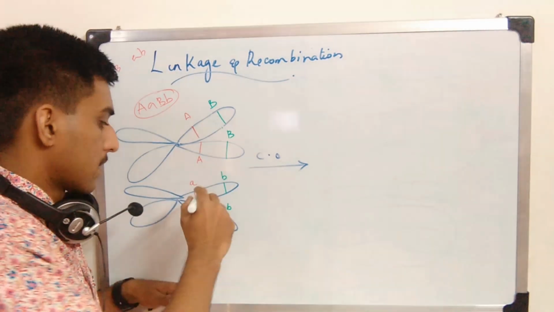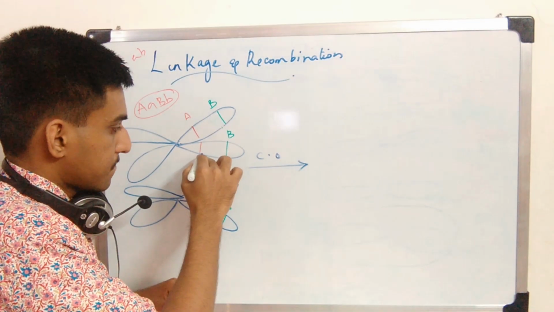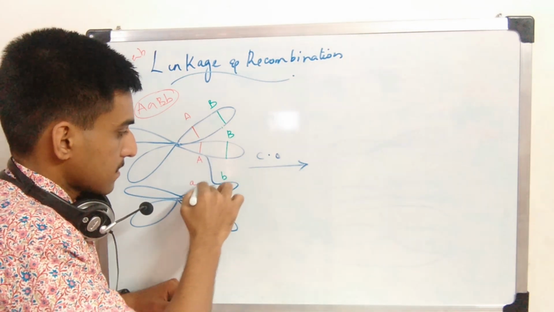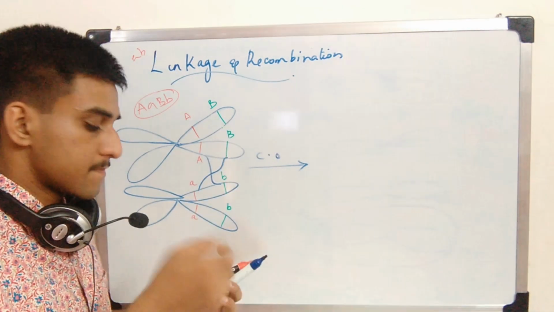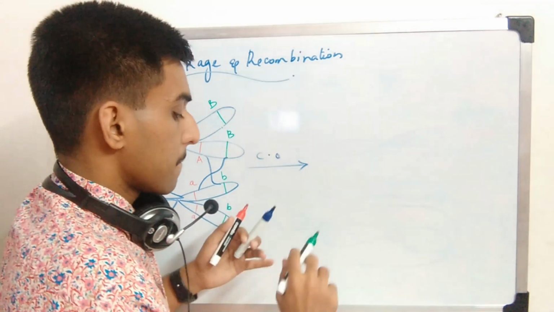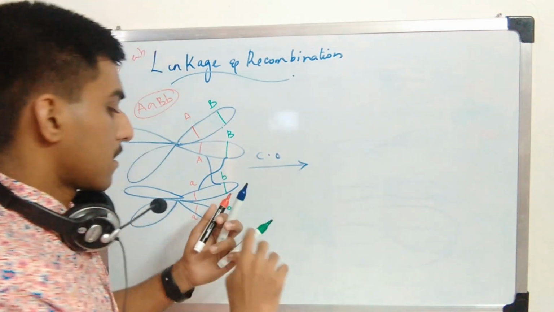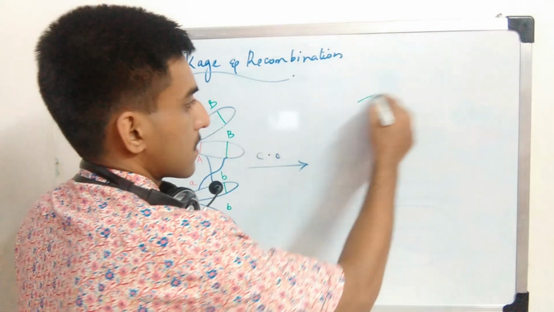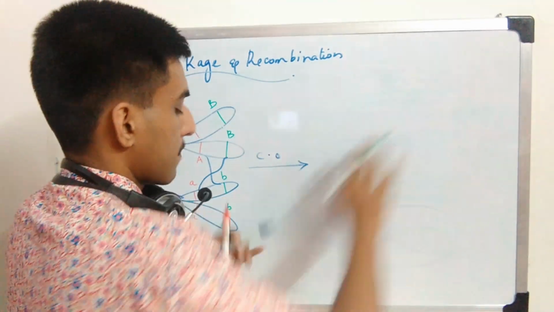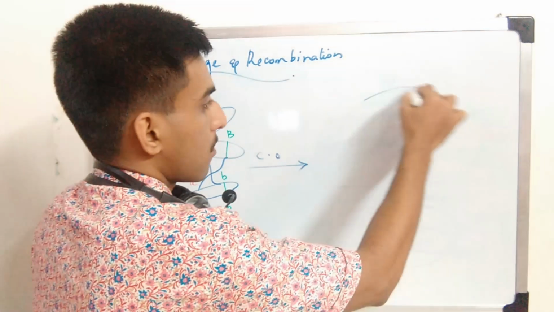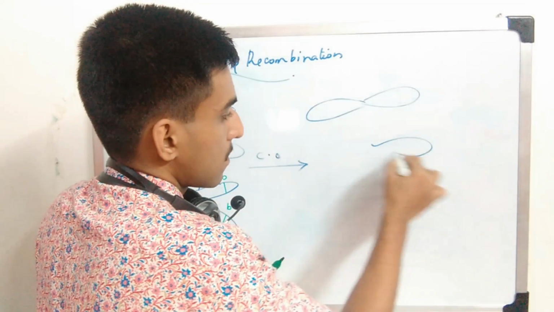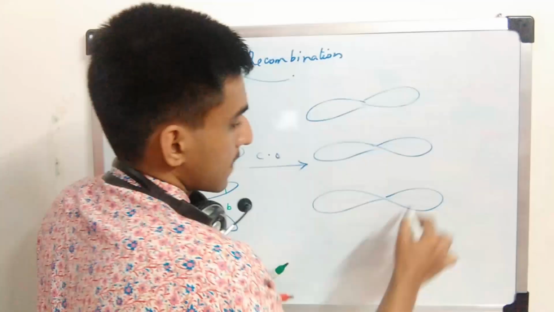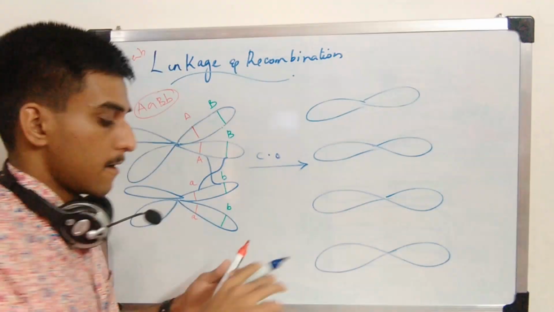If a crossing over occurs, the condition will be like this. The crossing over will be like this. So what happens? I will describe it in detail. If a crossing over occurs, we are considering 4 gametes will be formed, 4 haploid cells will be formed, 1, 2, 3, after the end of the cell cycle.